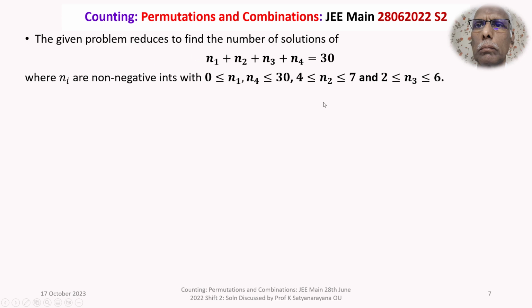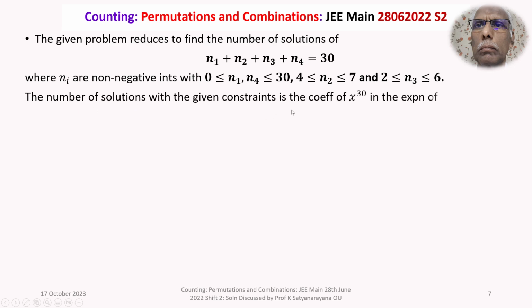Now, finding the number of solutions of this equation with these conditions can be done by the method using generating functions. The number of solutions with these constraints is the coefficient of x to the power of 30. Why x to the power of 30? Because we have 30 candies, and in this equation the right-hand side is 30. So we need the coefficient of x to the power of 30 in the expansion of the following.